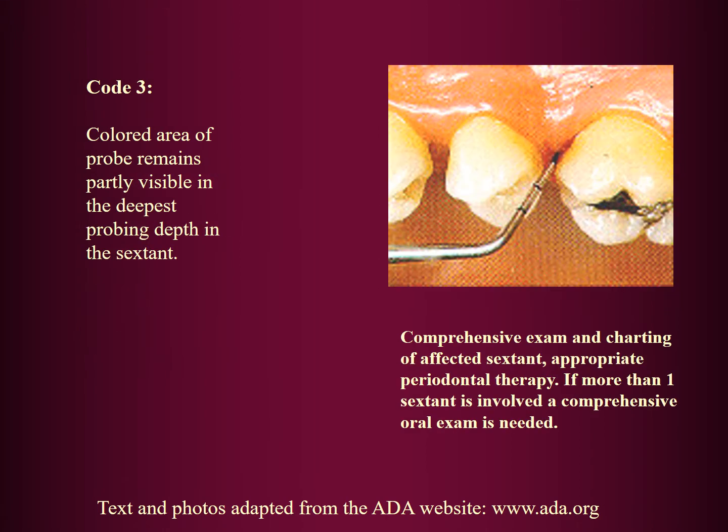Now a code 3 clearly shows that the black portion of the probe, if you look at the clinical slide, is partly visible. Which means that now you've gone past that level where you would be a code 2. So now you're code 3. Which means that comprehensive examination is required, full charting of that sextant, and periodontal therapy is administered in addition to oral hygiene instruction. Scaling and root planing would be necessary. It may not be necessary to have more extensive treatment at this point, but clearly some intervention is required.